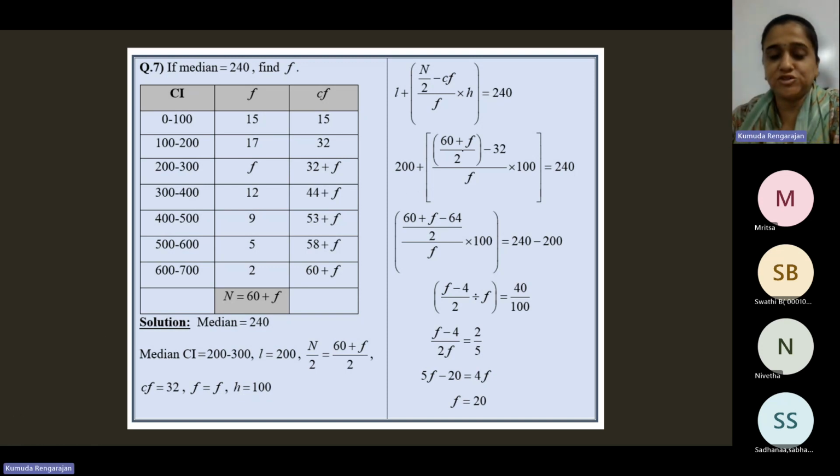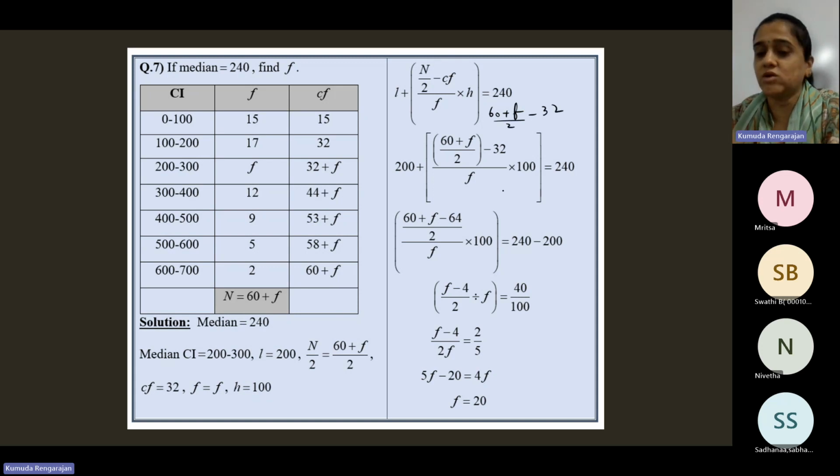So I just want to explain this part. See this one, please listen. So here, what is this? It is 60 plus F. Okay, so here it is (60 plus F) by 2 minus 32.